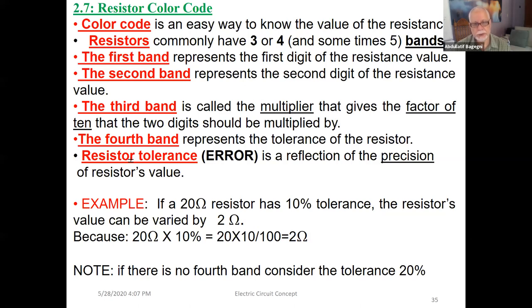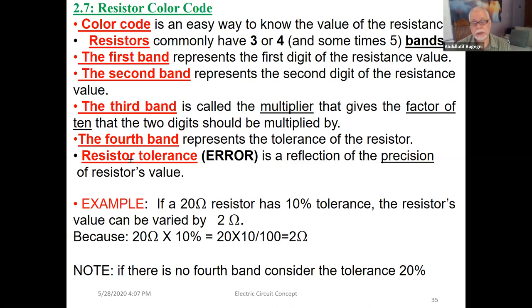Resistors commonly have 3 or 4 and sometimes 5 bands. Band means colors. The first band, or the first color, represents the first digit of the resistance value. The second band represents the second digit of the resistance value. The third band is called the multiplier, which gives the factor of 10 that the two digits should be multiplied by. I'll explain that later on. The fourth band represents the tolerance of the resistance, the error.